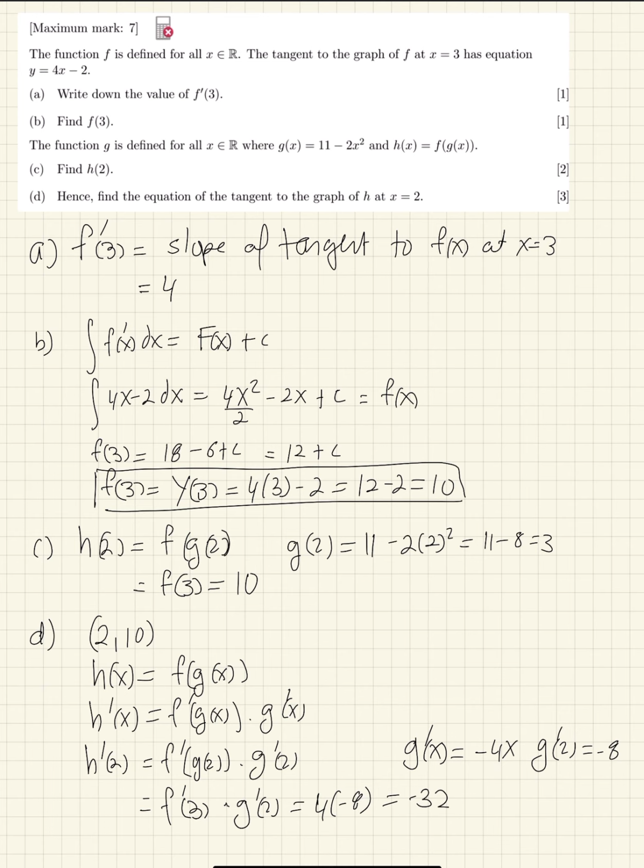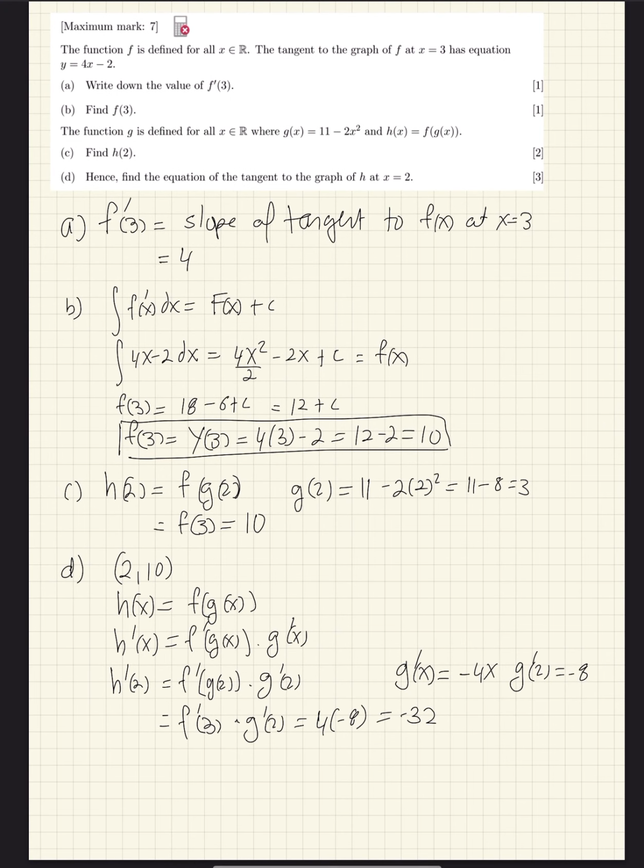And I believe this was, oh no, I haven't found it yet, sorry. That gave me my derivative right there. So now for the equation of my tangent, I'm going to have y minus h of 2 equals h prime of 2 times x minus 2. This is the equation of my tangent line using the point slope form, which I like. You don't have to, you can use a different form if you'd rather. So this is y minus 10 equals minus 32 times x minus 2.